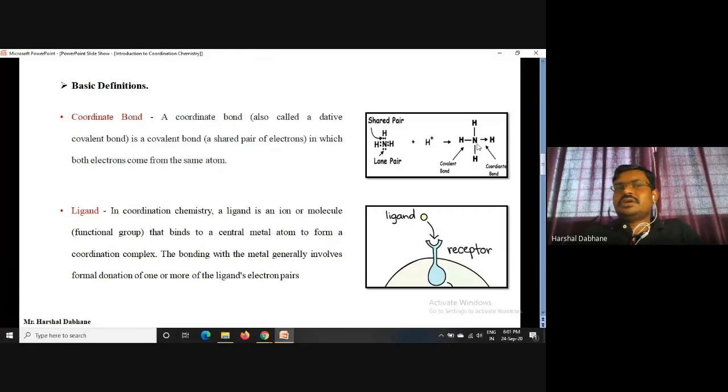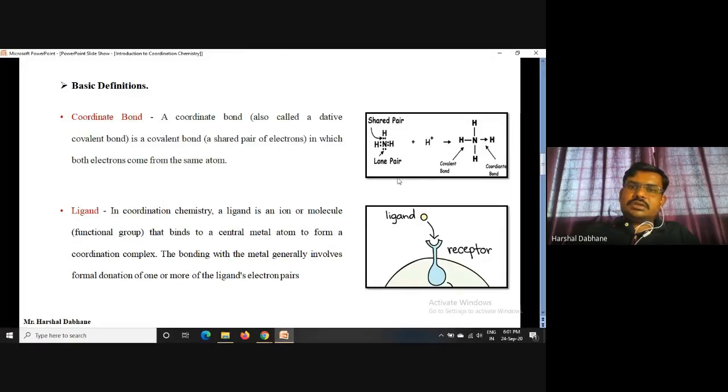And a coordinate bond is always shown by means of this type of arrow. The direction of the arrow indicates the moving of electron density from one atom to the other atom. Here the electron density present over the nitrogen atom is moving towards the hydrogen. So that's why we write this type of arrow. This is all about the bond formation between the hydrogen and nitrogen.